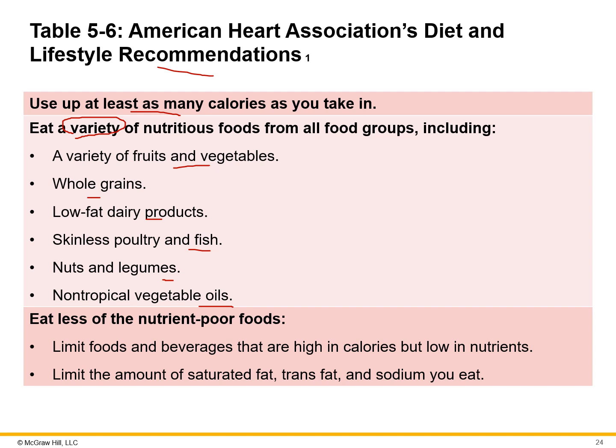And then also eating less of our nutrient poor foods. So again, those beverages that just have a lot of calories but low nutrients. And then also decreasing the amount of saturated fatty acids, and even more so the trans fats, as well as sodium.